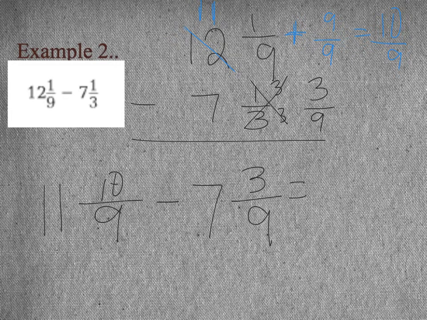All right, let's solve. I'm looking at the fractions first. 10 minus 3, well, that's 7. And our denominators stay exactly the same. We do not subtract those. So it's still going to be 9. And then 11 minus 7, which is 4. So our answer is 4 and 7/9. All right, so for all my regrouping folks out there, those of you that like to regroup, this is how you would solve. If you want to change to an improper fraction, we're going to do that next.